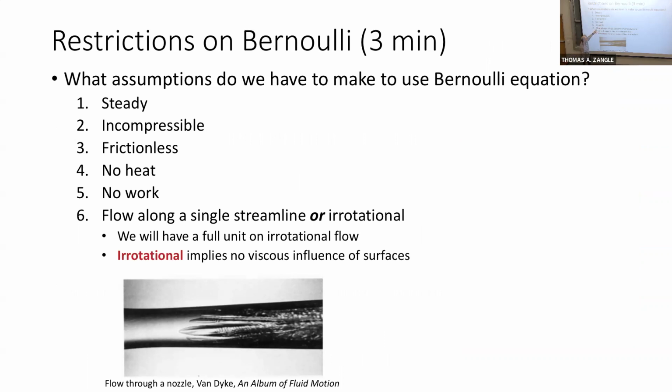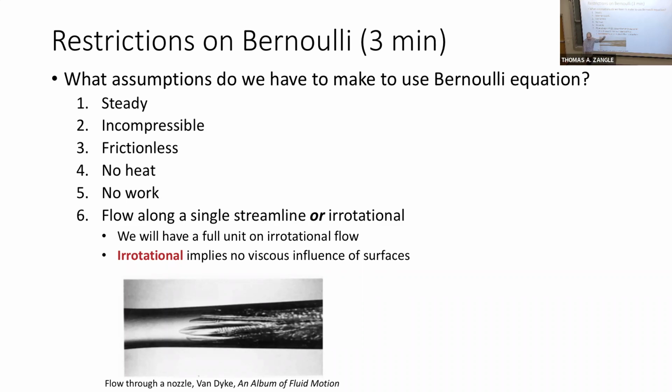Isothermal actually should be on here as well. Flow along a single streamline, so that basically means we're looking at flow just in one region of the fluid. Actually, we do not have a full unit on irrotational flow, but we will discuss this in chapter 4. But irrotational basically implies no viscous influence.